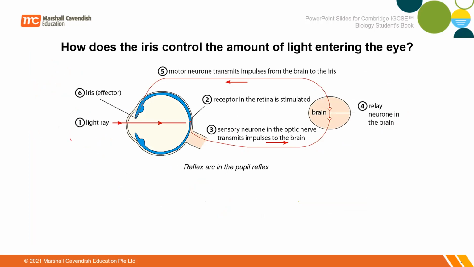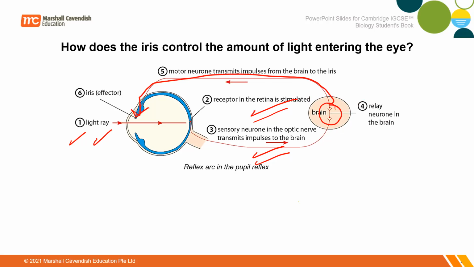How all messages are transmitted: light rays, receptors, the sensory neurons transmit the message through the optic nerve to the brain, and the relay neuron will coordinate and regulate. Then the message will be transmitted through the motor neuron to the iris, and the iris will control this.